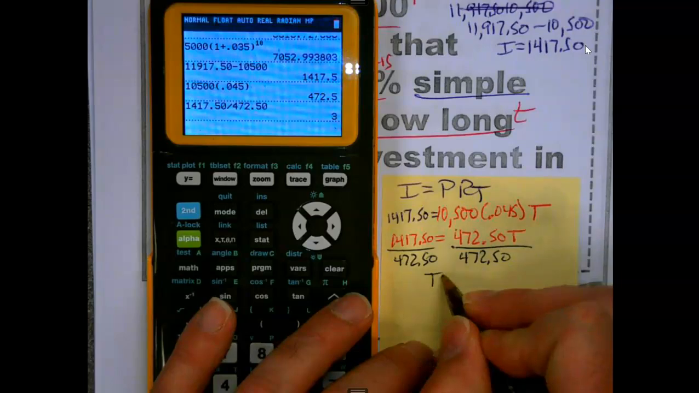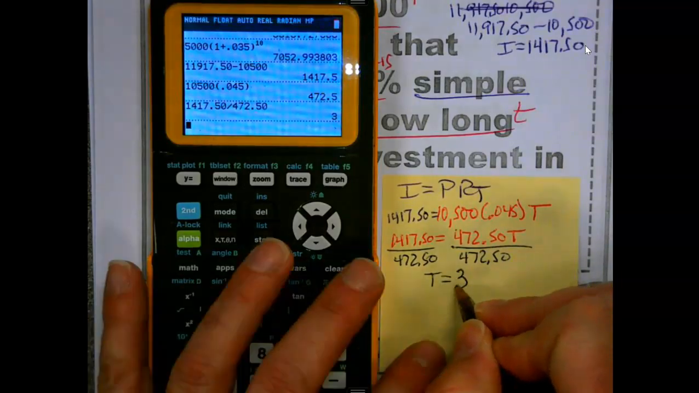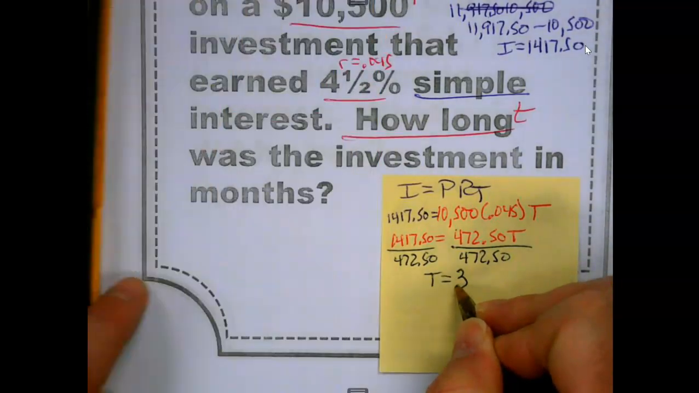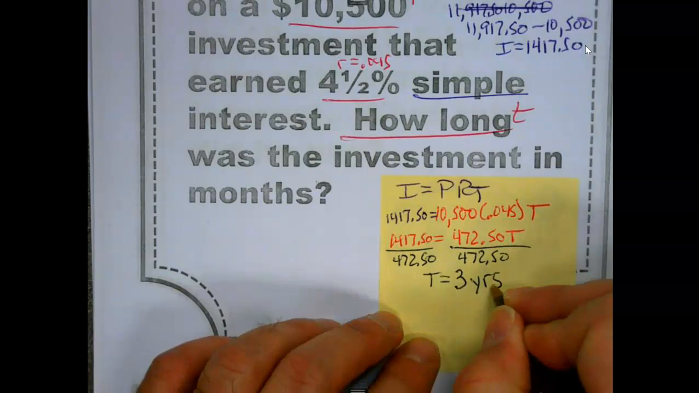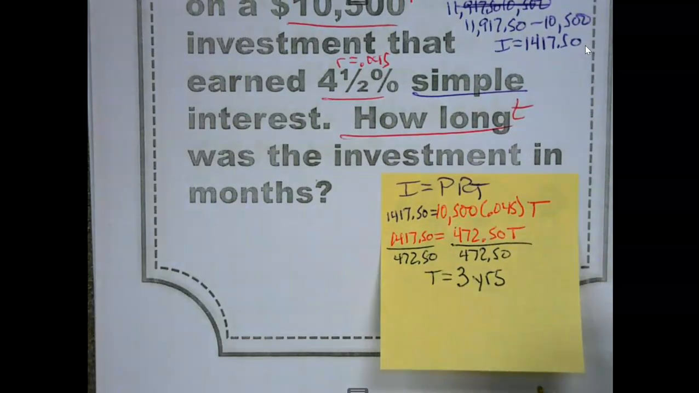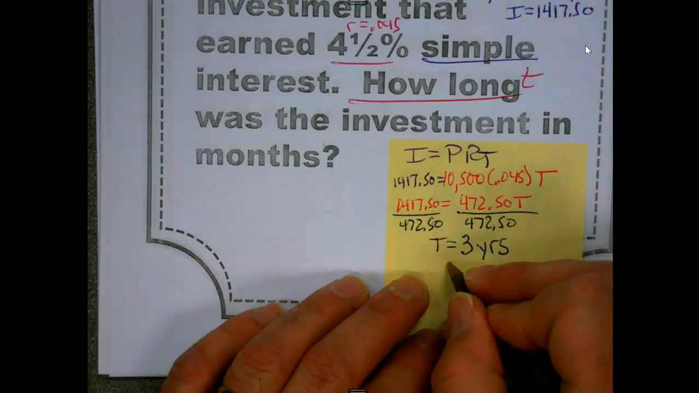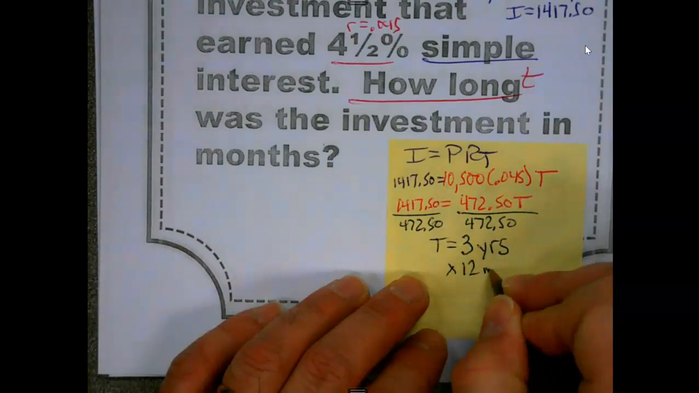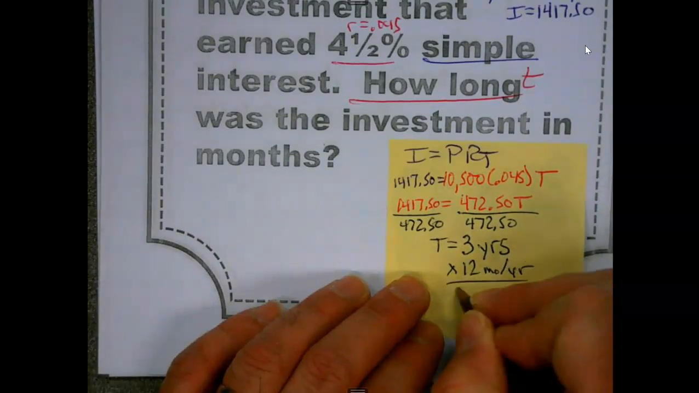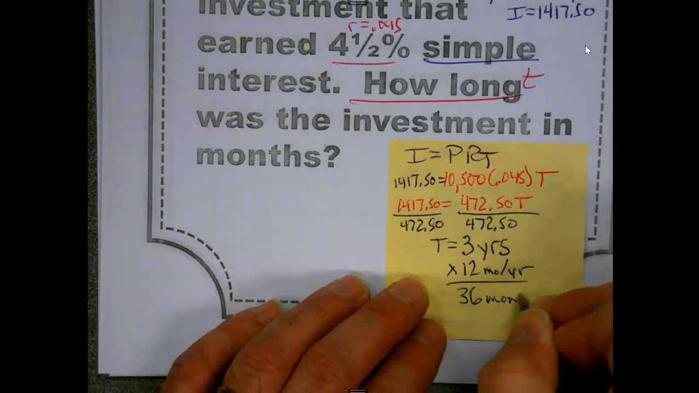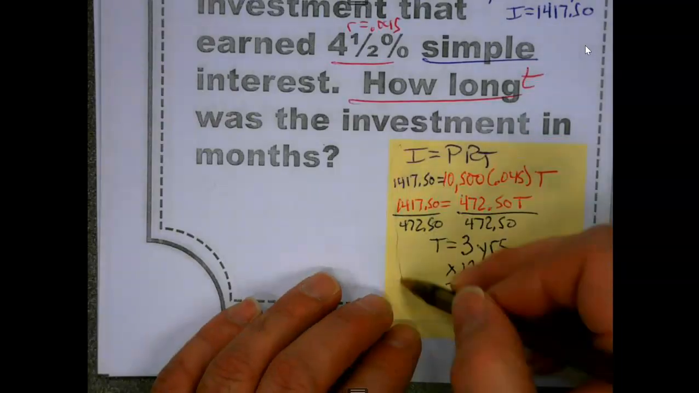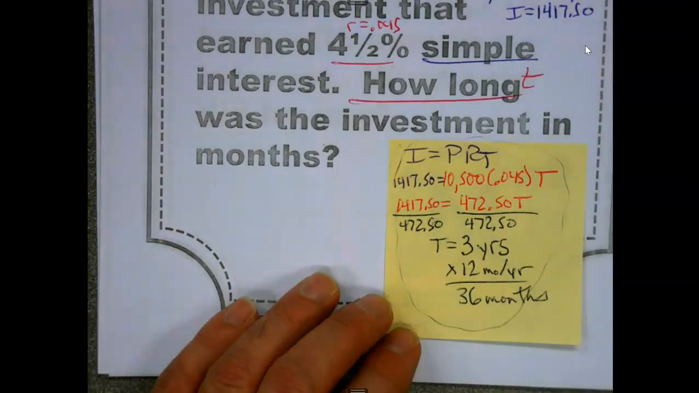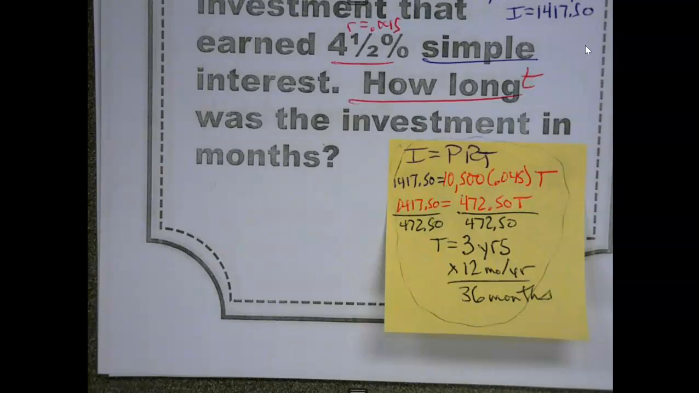Now, here's the last kicker. When you're doing your formula, remember, your time is in years. But what's the question asking? It's asking months. So there's 12 months in a year. Okay, so this is what I'd be looking for in the work column.